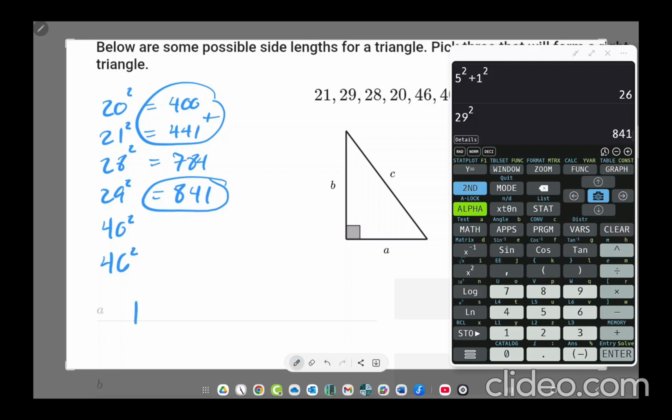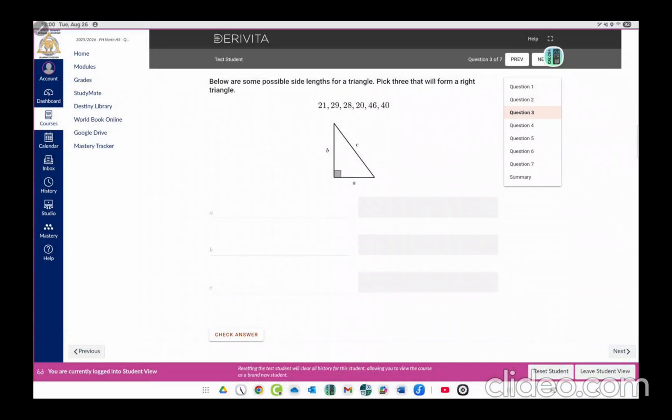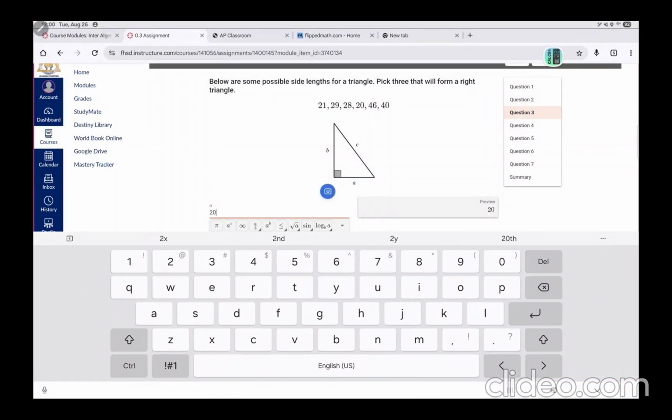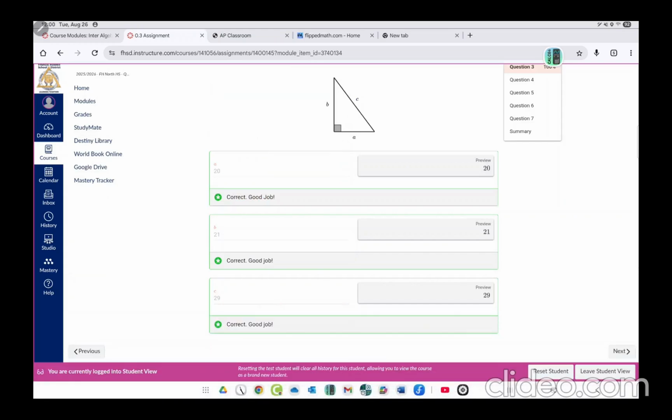So 20 for A, 21 for B, and C you could say is 29. So just keep squaring your numbers and see what sums of the smaller values give you your bigger value. Let's say here A is 20, B is 21, C was 29. Again, I'm assuming you guys have different numbers.